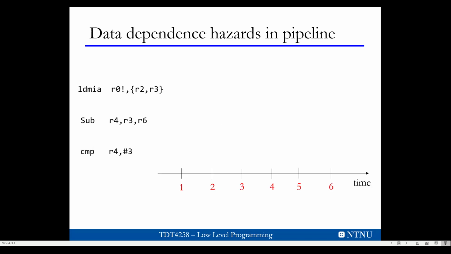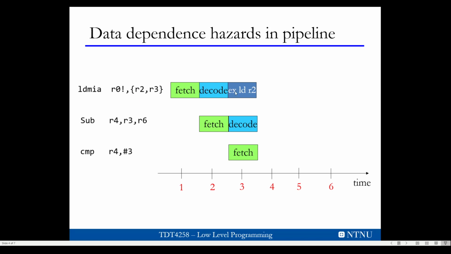Okay, let's see how these dependencies result in hazards. Here we have three instructions. The first instruction loads R2 from the address in R0, and it loads R3 from the subsequent address. Let's see how the execution happens in this case. In cycle 1, this instruction is fetched. In the next cycle, it is decoded and the sub instruction is fetched. In cycle 3, R2 is loaded, this instruction is decoded, and the third instruction is fetched.